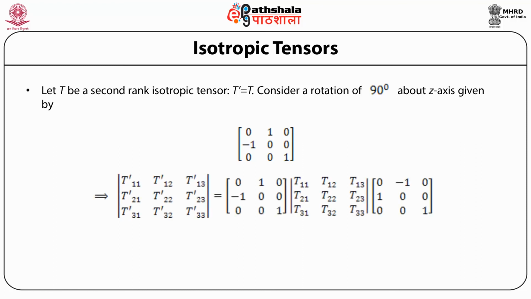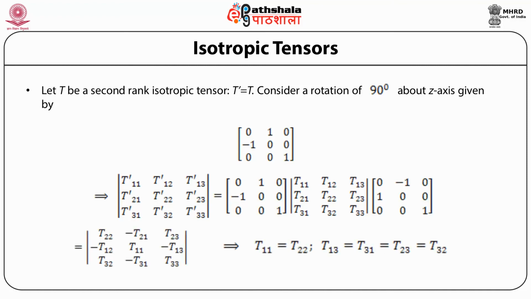So this implies that the matrix t dash 11, t dash 12, t dash 13, t dash 21, t dash 22, t dash 23, t dash 31, t dash 32, t dash 33 equals the rotation matrix 0, 1, 0, minus 1, 0, 0, 0, 0, 1 times the matrix t11, t12, t13, t21, t22, t23, t31, t32, t33 times 0, minus 1, 0, 1, 0, 0, 0, 0, 1, which equals the matrix t22, minus t21, t23, minus t12, t11, minus t13, t32, minus t31, t33, which implies that t11 equals t22, and t13 equals t31 equals t23 equals t32.